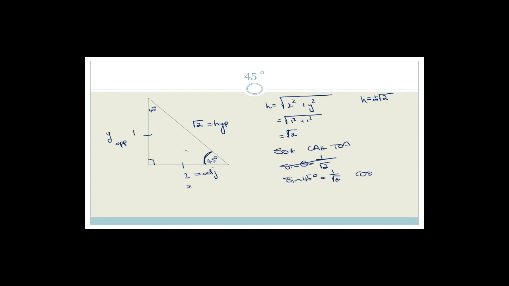Cos of 45 degrees is going to be adjacent over hypotenuse, which is 1 over root 2. And tan of 45 degrees is going to be opposite over adjacent, which is 1 divided by 1, which equals 1. Now, when we do our trigonometric graphs, we'll talk some more about these special angles and how they relate. But we'll talk about that then. Okay, so let's move on.